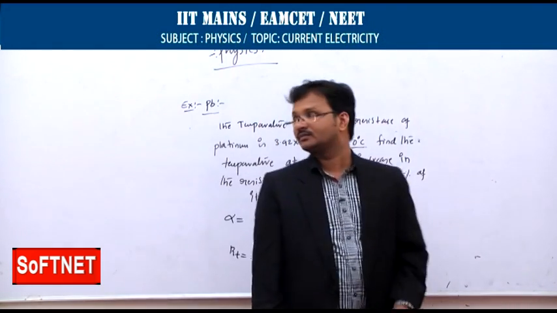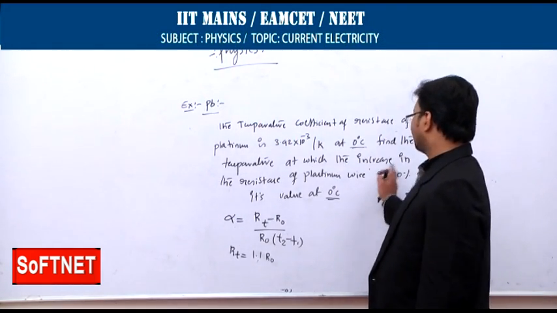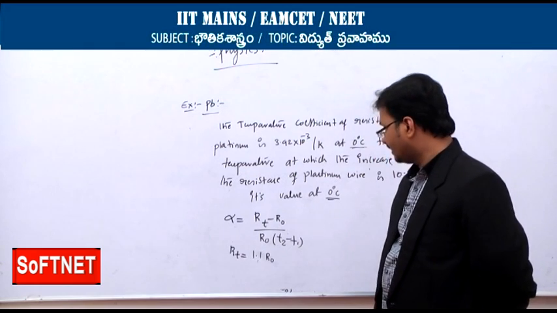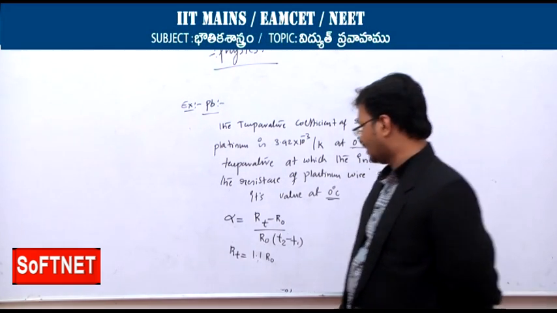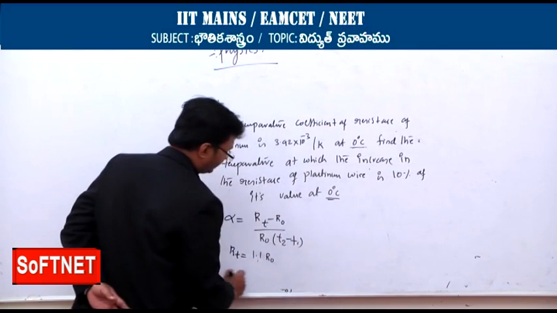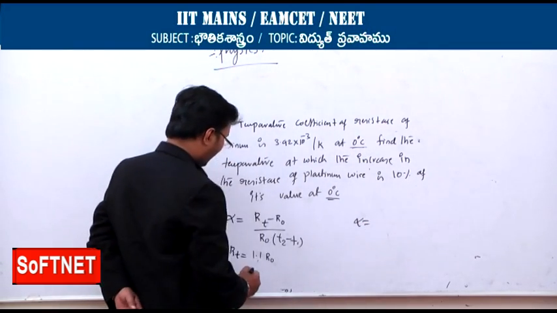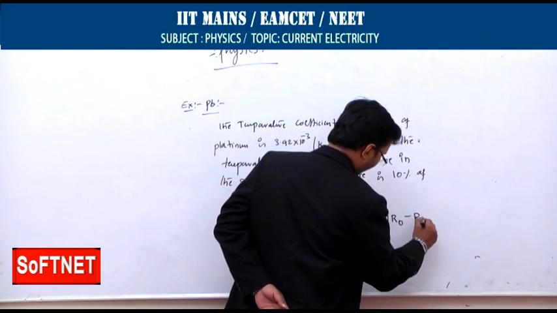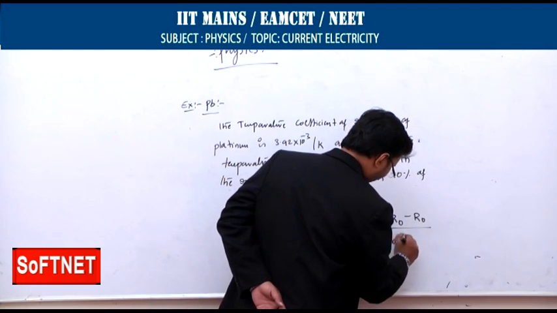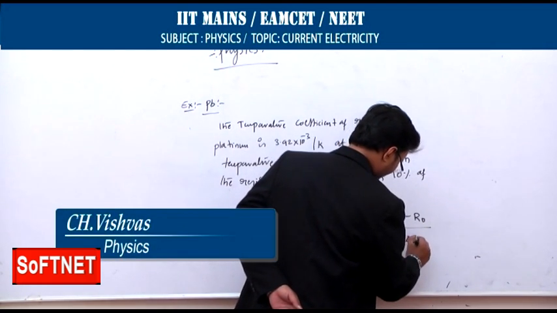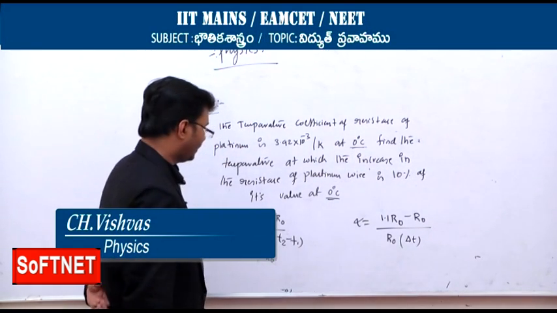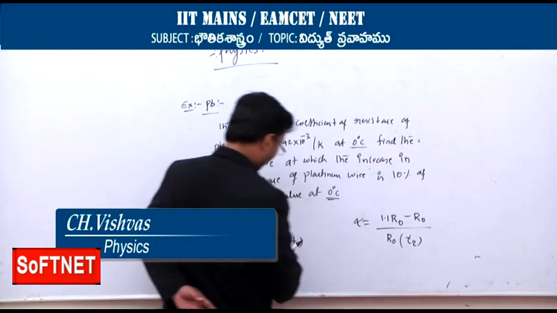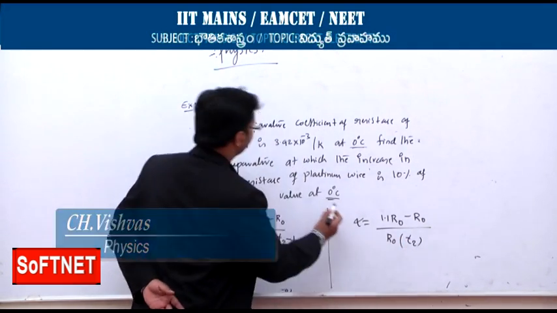It increases. So the increase in resistance of platinum wire is 10% of its value at 0 degree. Then RT is equal to 1.1 of R0. Now substitute the values. Alpha is equal to (RT, which is 1.1 of R0, minus R0) by R0 of change in temperature delta T. T1 is 0 degree. T2 we need to find out.